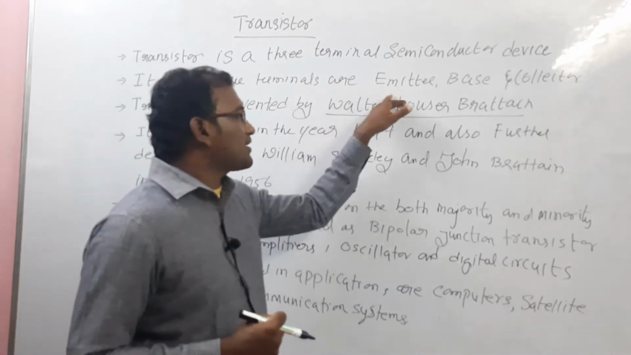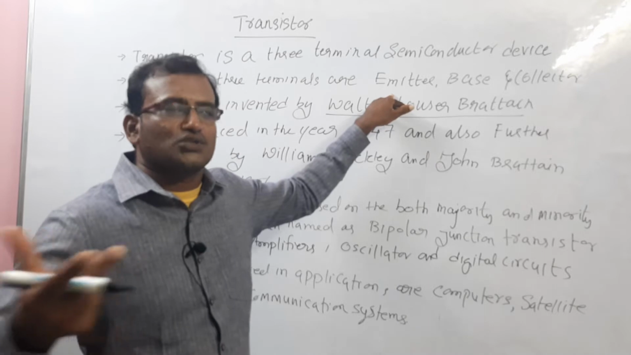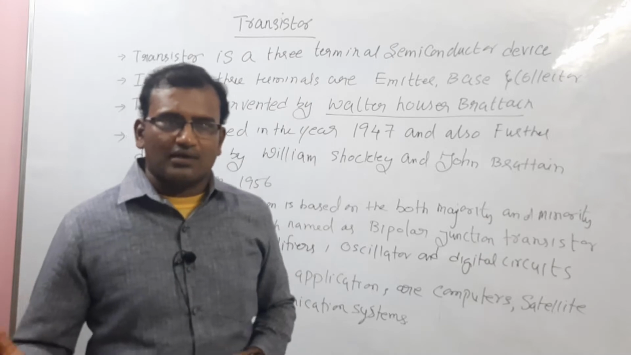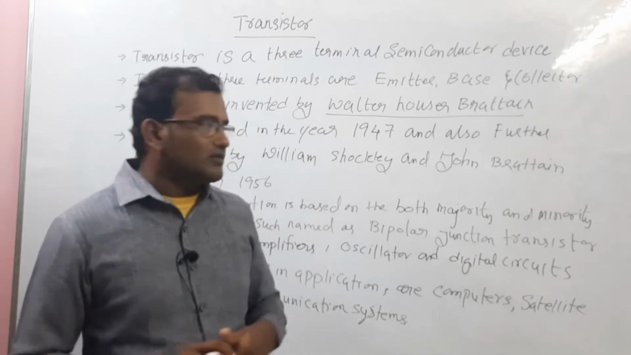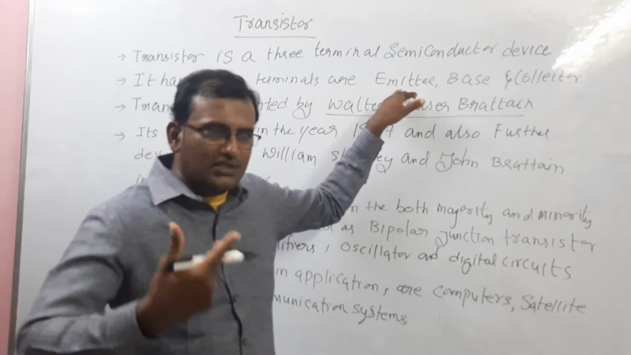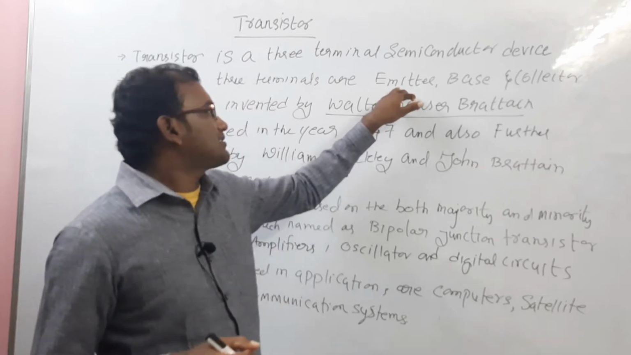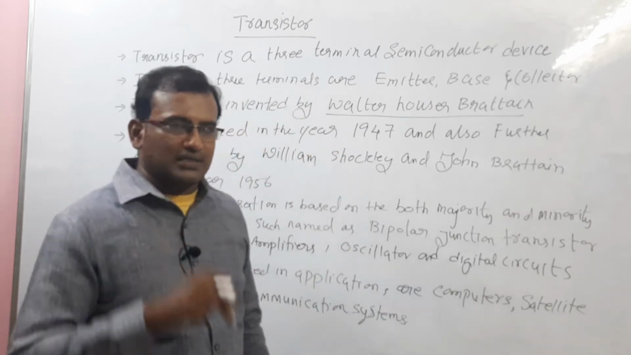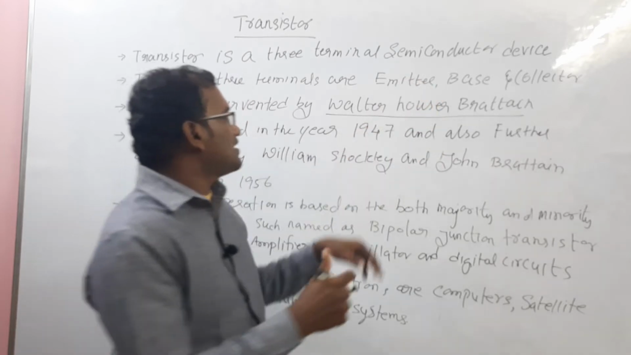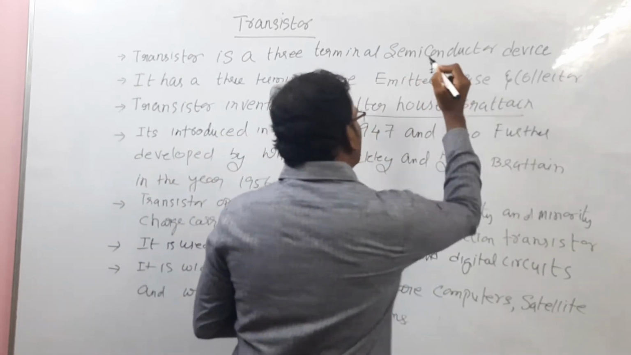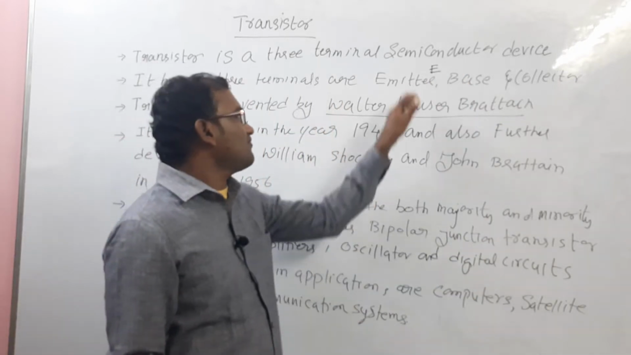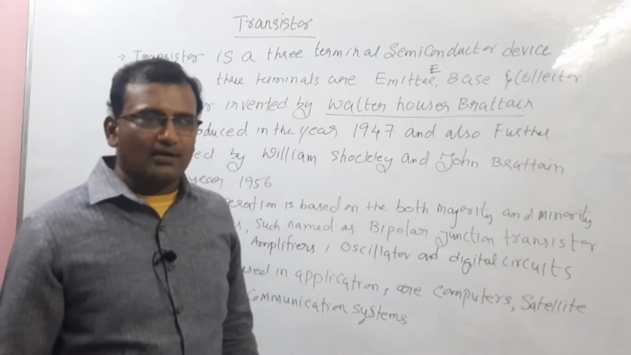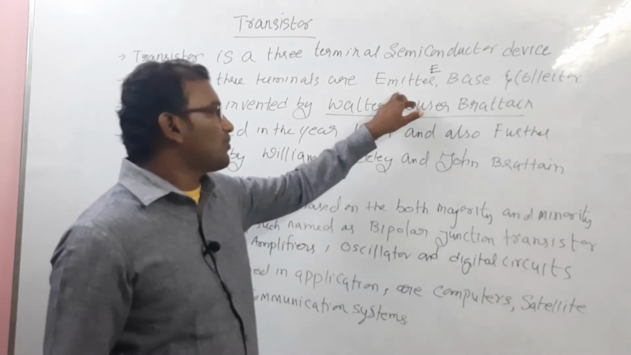The function of the emitter is that it emits the charge carriers, or donates the charge carriers. Such charge carriers are electrons or holes. Okay. And it is heavily doped, that is, impurities are added highly in the case of the emitter. The emitter is represented as capital E. So that is the function of the emitter. It emits the charge carriers and it is heavily doped. That is very important about the emitter.